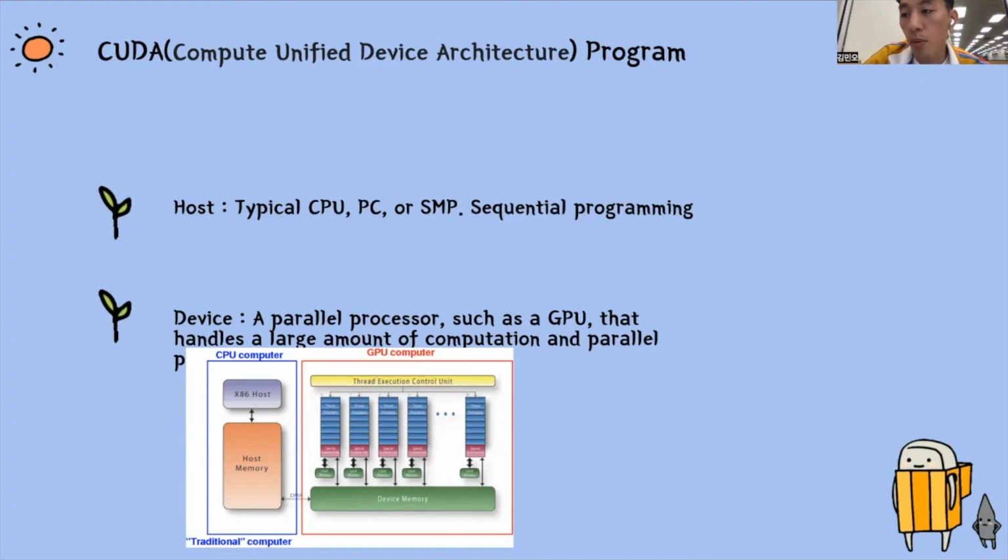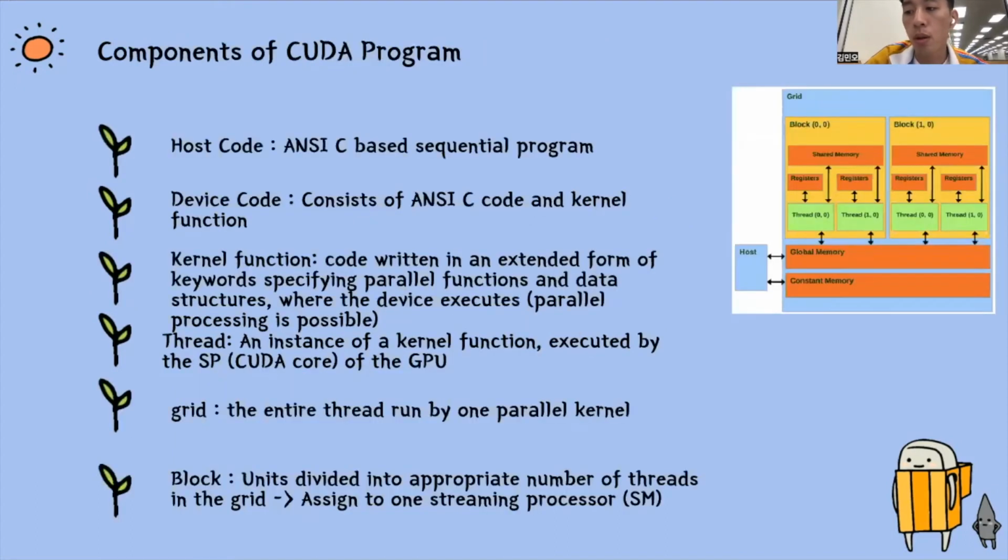Computer systems that process CUDA programs consist of a host referring to a general CPU or computer and a device referring to a parallel processor such as a GPU. And the components of CUDA programs are host code, device code, kernel function, thread, grid, and blocks. They are like big components in a CUDA program, and host code is a sequential program that is made in C language. And device code also consists of C language and a kernel function.